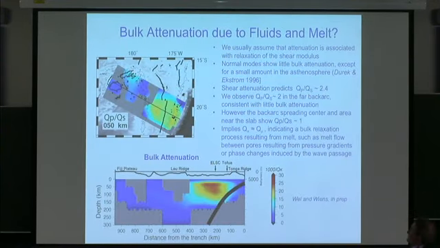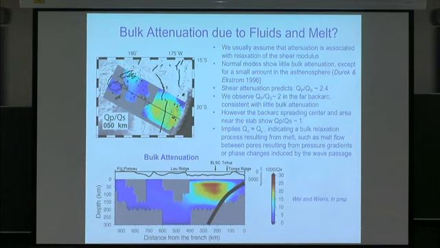One other thing that suggests that we're really imaging melt is that we see bulk attenuation. So we usually assume that seismic attenuation is associated with the relaxation of the shear modulus. All the experiments that have been done on seismic attenuation are looking at shear attenuation, in other words, the relaxation of the shear modulus. But normal modes show that there is little bulk attenuation in the whole Earth, except for a small amount of bulk attenuation in the uppermost mantle, or the asthenosphere.